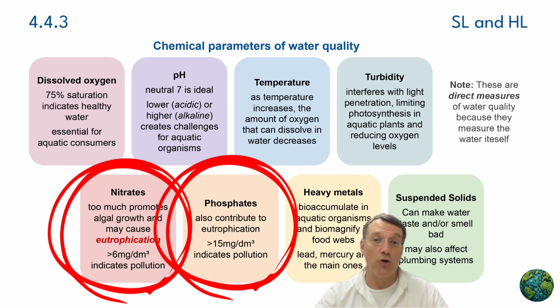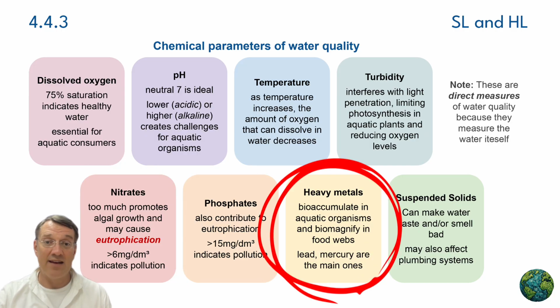Nitrates and phosphates are nutrients that promote plant growth. However, too much is harmful. Nitrate levels above 6 milligrams per cubic decimeter indicate pollution, while phosphate levels above 15 milligrams per cubic decimeter signal problems. Excess nutrients cause eutrophication.